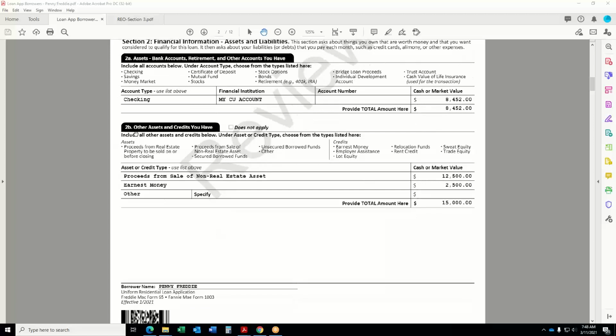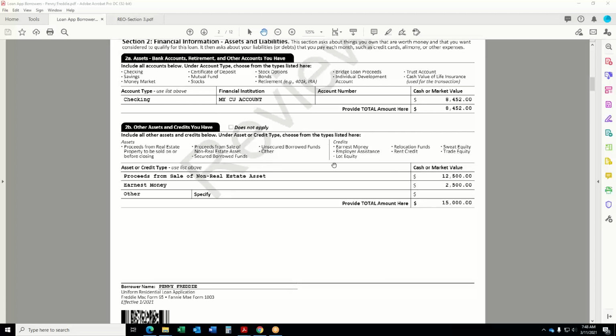As we move into 2B, we'll see that this is reserved for other assets and credits you may have. So the first section for other assets, it could be the sale of real estate property that's going to be sold on or prior to closing. We also have proceeds from the sale of non-real estate. We have secured borrowed funds and unsecured borrowed funds.